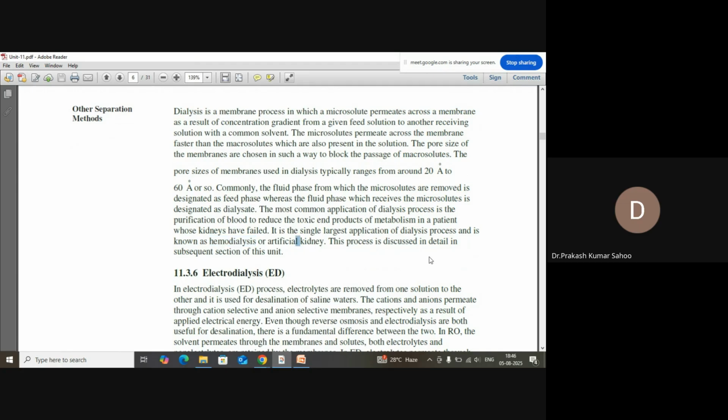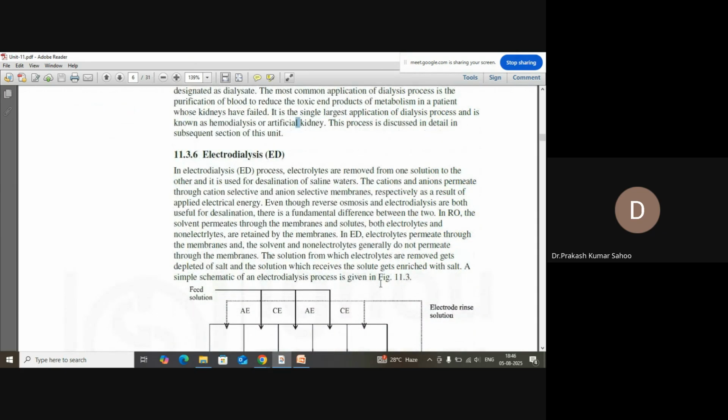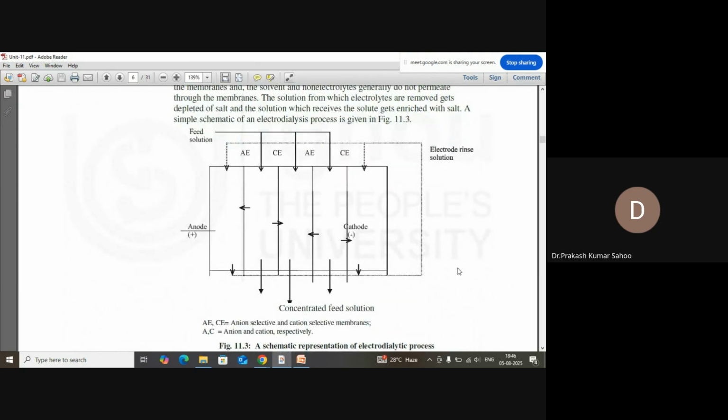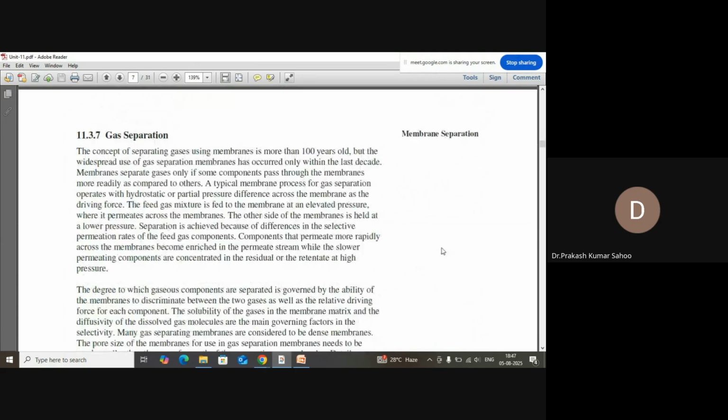The process is discussed in detail in a subsequent section. So electrodialysis. Also in this process we have electrodes, cathode and anode, and the different ions are separated based on their charges. Then gas separation is there.